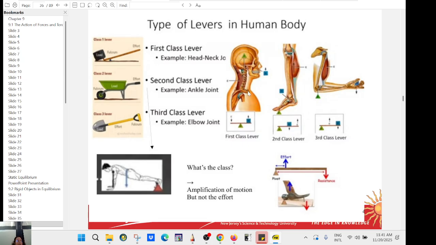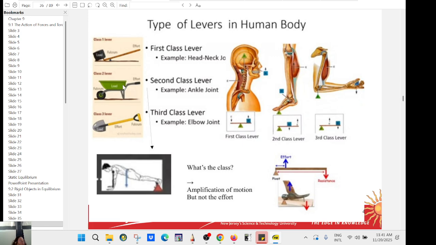So you have levers. You have 3 types of lever. You have class 1. Class 1 can amplify the distance or amplify the load. So you have the effort, the axis of rotation, and the load. If you do it this way, it's going to amplify the load and the effort.